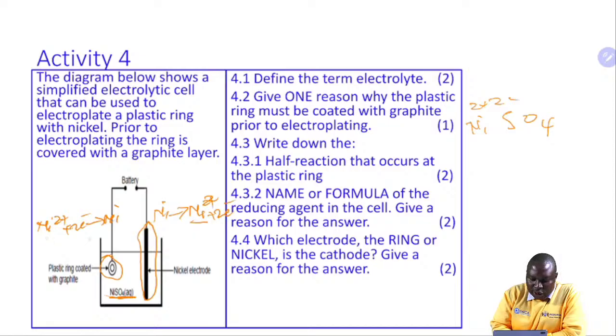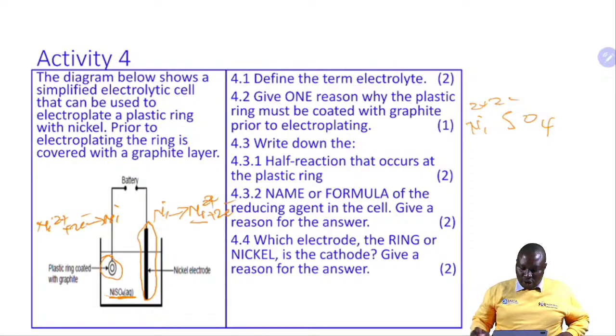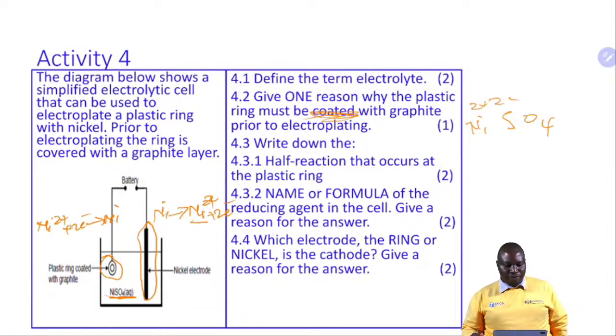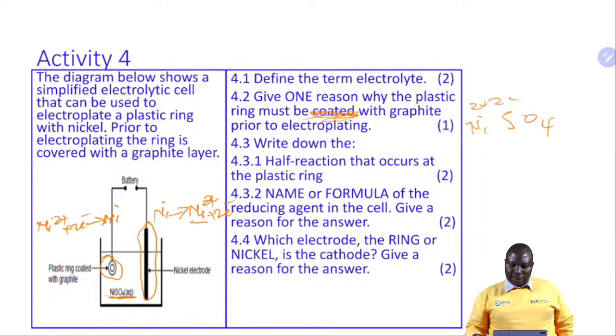So we are saying nickel 2+ will gain electrons on the object. Always the cathode is the object, and where we have the metal, we are going to have loss of electrons. Even when you look at the questions, they're going to ask the same questions that we have been asking: define the electrolyte, give one reason why the plastic ring must be coated. I indicated this one to say we want conduction. There must be a conductor of electricity. If we don't have a conductor of electricity, obviously we're going to have a problem. That's why the plastic has to be coated with graphite, with carbon, which is a good conductor of electricity.